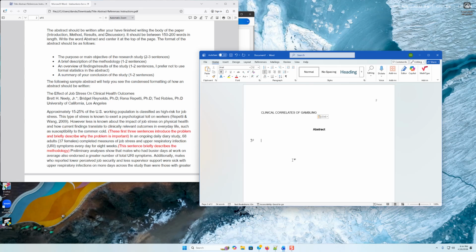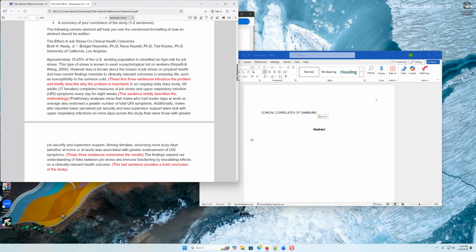So 1 or 2 sentences at the end about the discussion, right? That's why you want to write the abstract last. So it's 2 to 3 introduction, 1 or 2 methodology, 1 or 2 results, 1 or 2 basically conclusions of the study. So go back to your individual pieces of the manuscript and try to extract that for the abstract. And here's an example I've given you here.